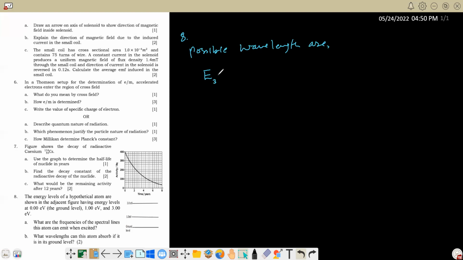So E3 level minus E0 equals h nu. So E3 minus E0 will be equal to hc by lambda. Let's say this is lambda 1.